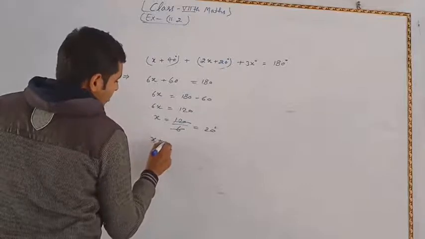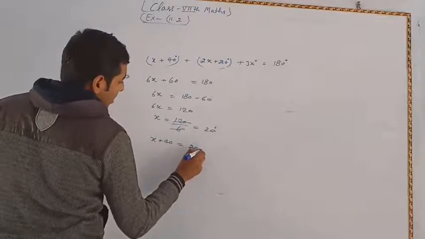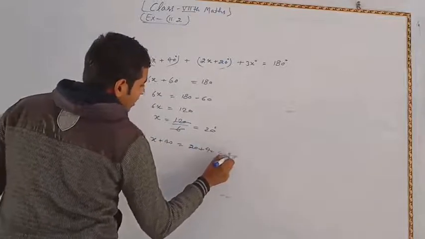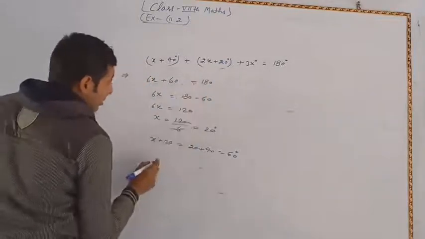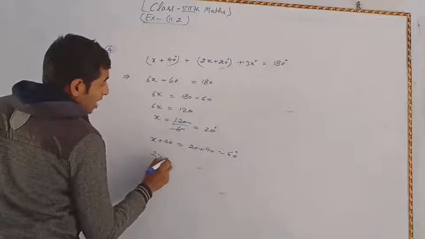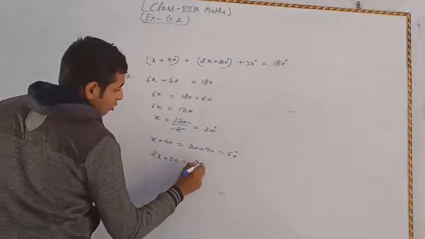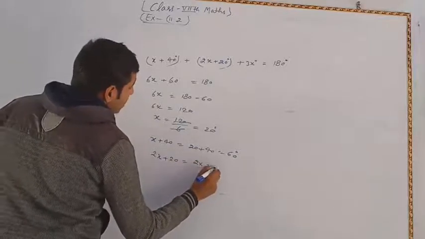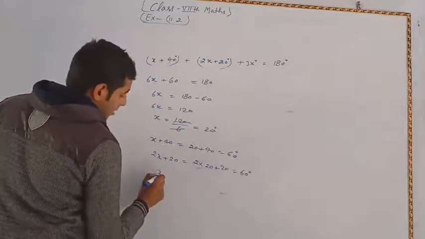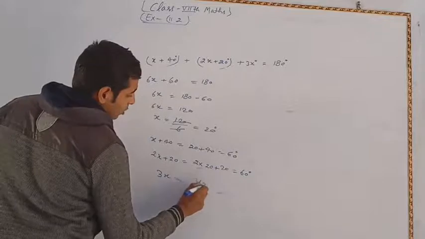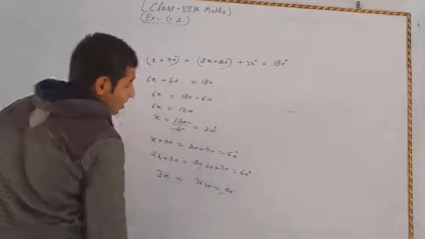Then x plus 40 is equal to 20 plus 40, which is equal to 60 degrees. Again, putting the value of x in the next angle, 2x plus 20 is equal to 2 into 20 plus 20, which is equal to 60 degrees. And again, 3x is equal to 3 into 20, which is equal to 60 degrees.